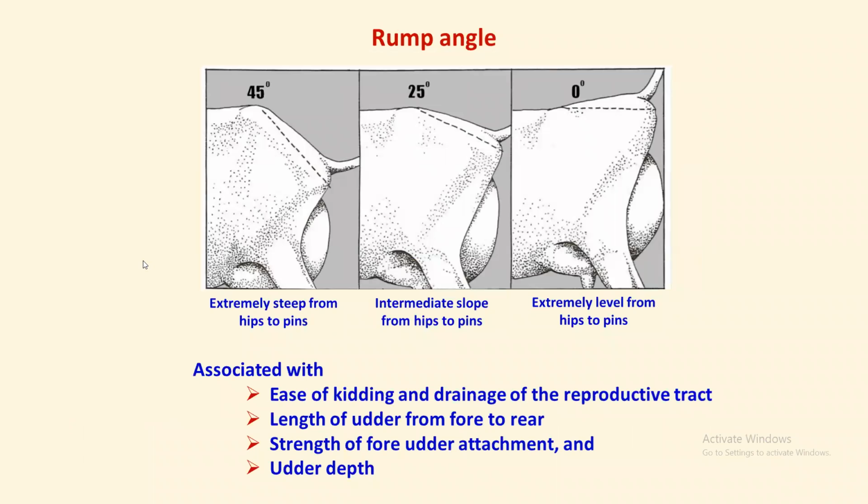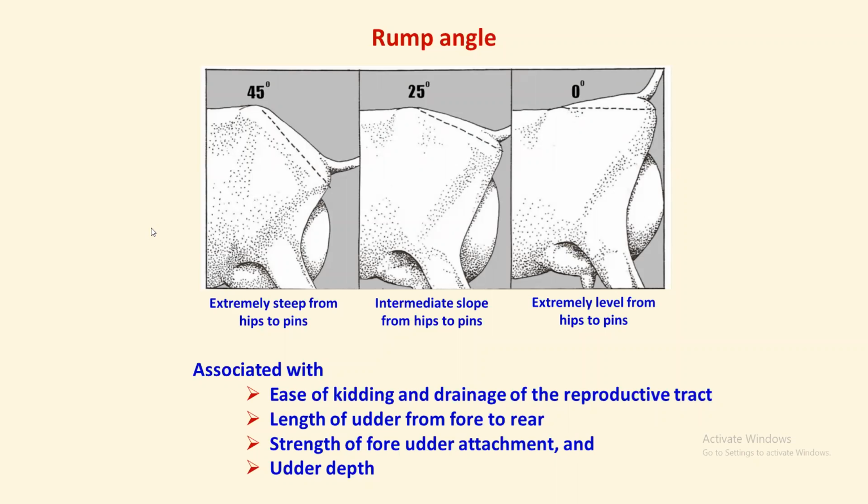Next is rump angle. Why is the rump angle so important? A good rump angle will give you ease in feeding, the drainage of the reproductive tract will be good, and the length of the udder from fore to rear will be good. The strength of the fore udder attachment depends on the rump angle, and the udder depth also depends on the rump angle. Here, the animal which has zero angle, where the rump is almost straight, is the best animal.